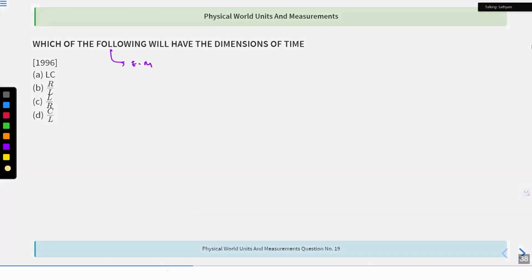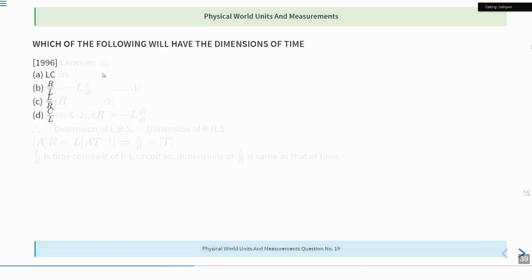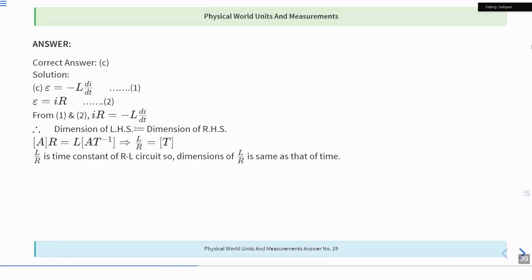To the ones who don't know this chapter, it is electromagnetic induction. You have to have knowledge about electromagnetic induction and capacitors, because RC circuit also is given, right? RC circuit, LR circuit, all these circuits. Make sure you revise this chapter. You have to know this formula. Once you know this formula, deriving the dimensional equation is easy.